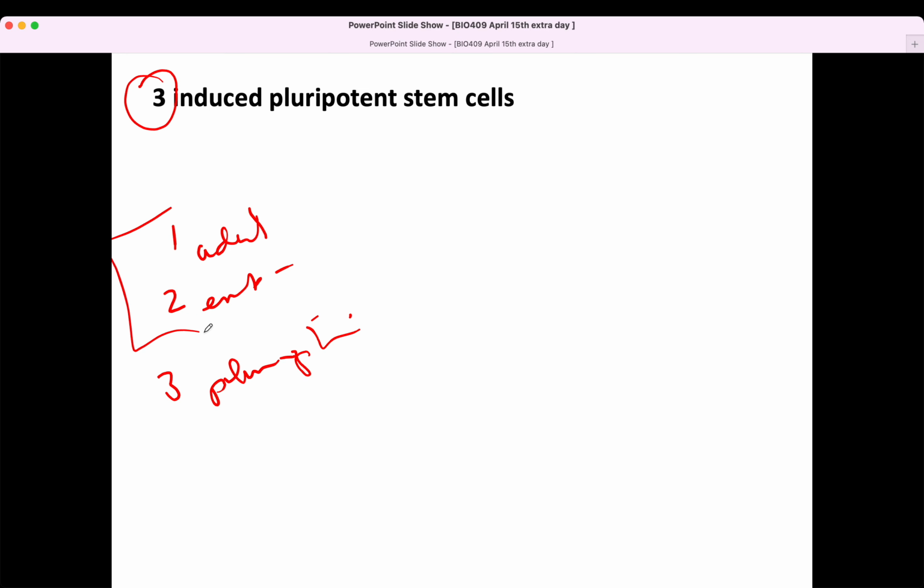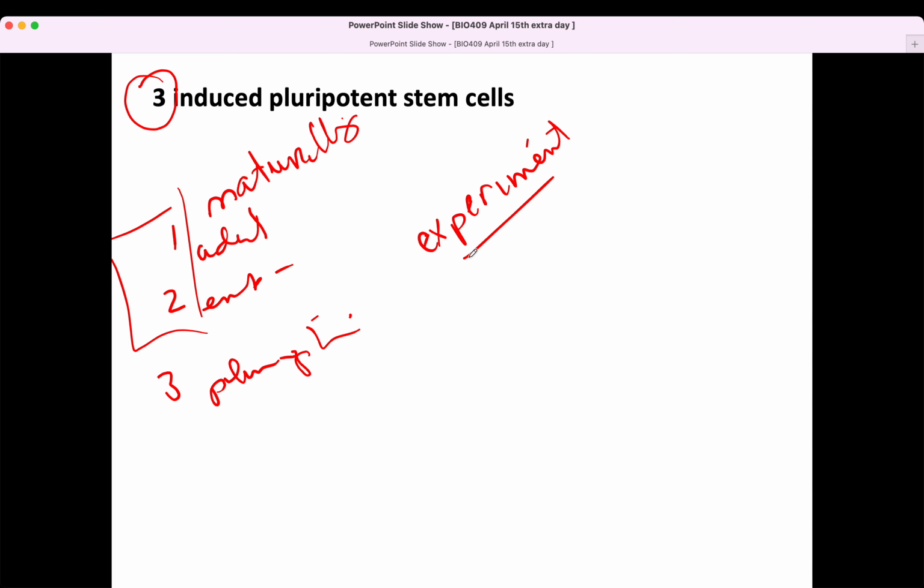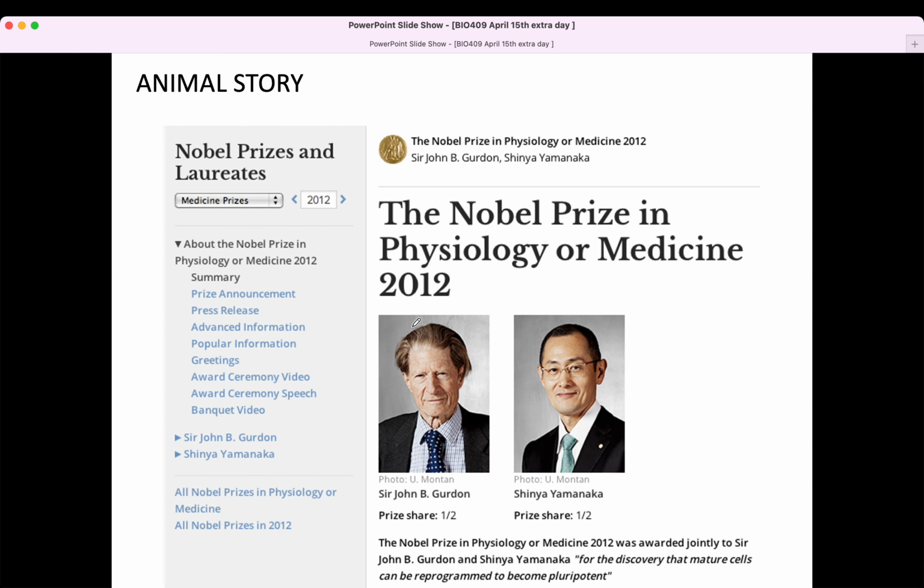And so these are normally naturally occurring, and induced pluripotent stem cells are the result of an experiment. So they are not naturally occurring. And about 10 years ago, some scientists won a Nobel Prize for understanding stem cell biology and creating stem cells in a dish.